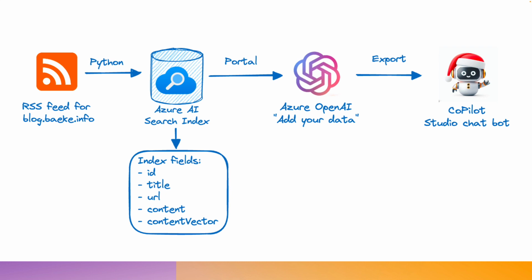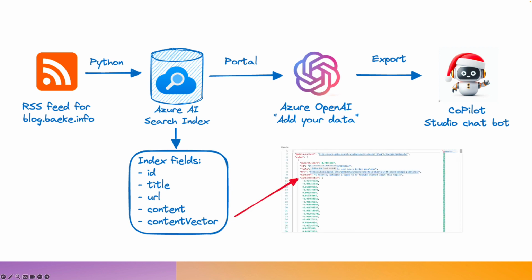And that name is still used in the Azure OpenAI wizard, because at the time of creating this video, that wizard wasn't updated with the new naming yet for Copilot Studio. We chose Copilot Studio chatbot as the export mechanism, because then we can use again low-code approaches to modify that chatbot. Now, what about this content vector field?